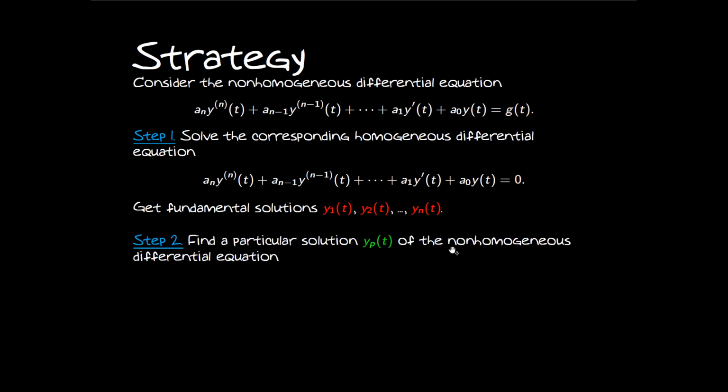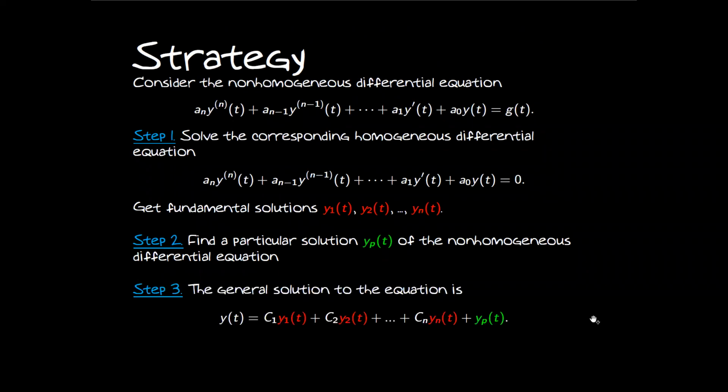Next, we have to find a particular solution to the original problem. And finally, by using the superposition principle, we know the general solution to the non-homogeneous differential equation is going to be a linear combination of the fundamental solutions plus the particular solution.